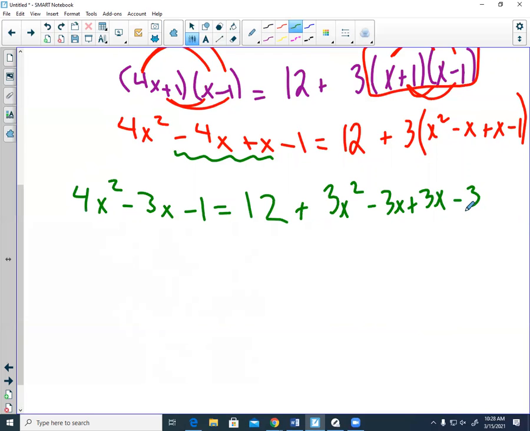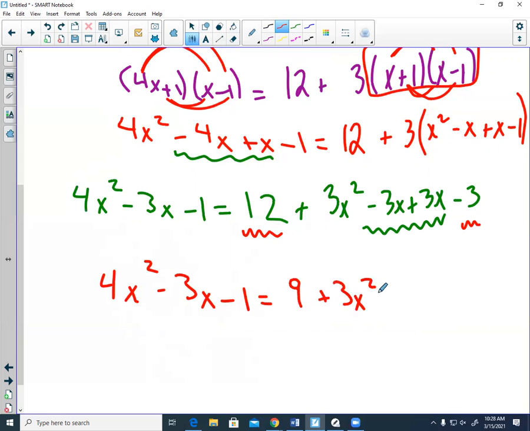So again, I have more terms that I can simplify here and here. So this is going to leave you with 4x squared minus 3x minus 1 equals 12 minus 3 is 9 plus 3x squared, and then that negative 3x and positive 3x will go away. Now hopefully you can see that it's just a normal quadratic. So with that normal quadratic, we can try to solve like normal.